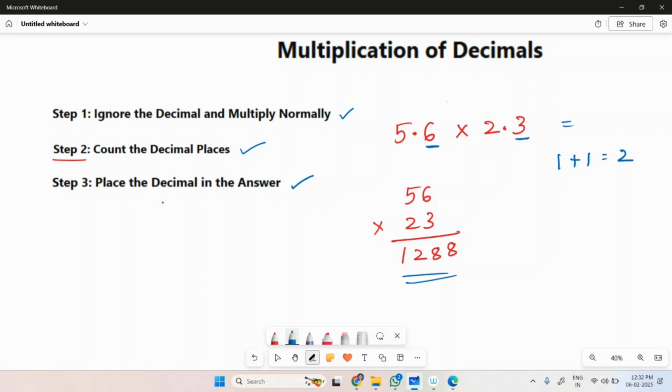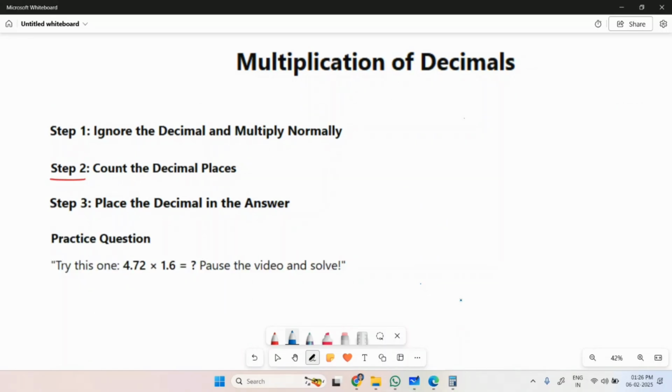Now we have to place the decimal point in the answer. We got a whole number as 1288, but we have to leave two decimal places from the right. So the decimal point will be between 2 and 8. So the answer is 12.88. We had seen decimal number by decimal number multiplication. We can also multiply decimal number by a whole number.